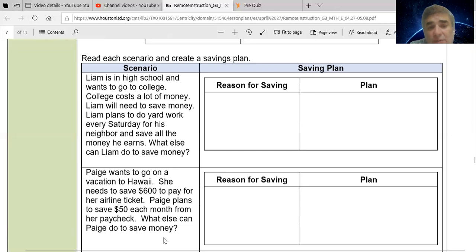Let's see scenario two. Paige wants to go on a vacation to Hawaii. She needs to save $600 to pay for her airline ticket. Paige plans to save $50 each month from her paycheck. What else can Paige do to save the money?